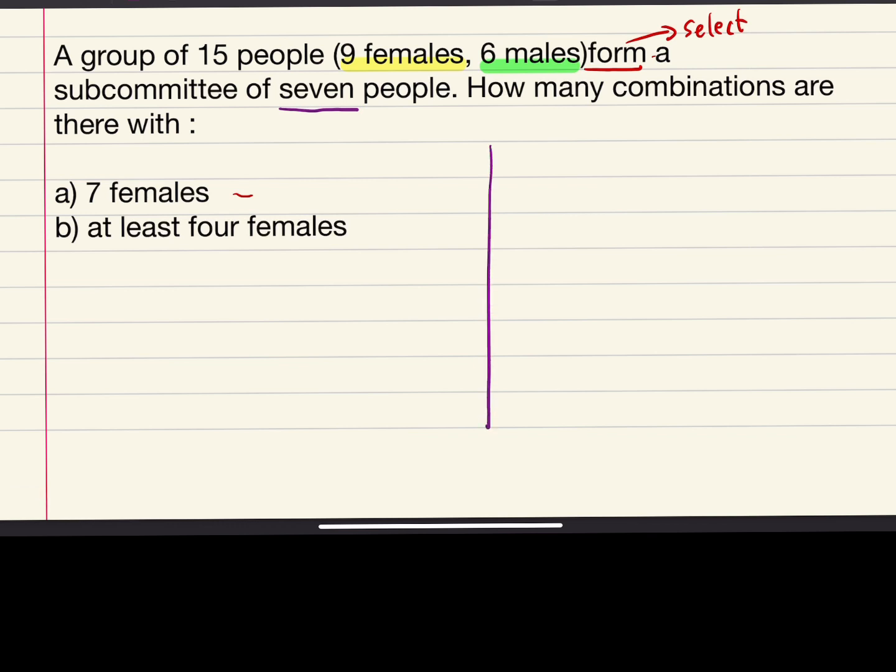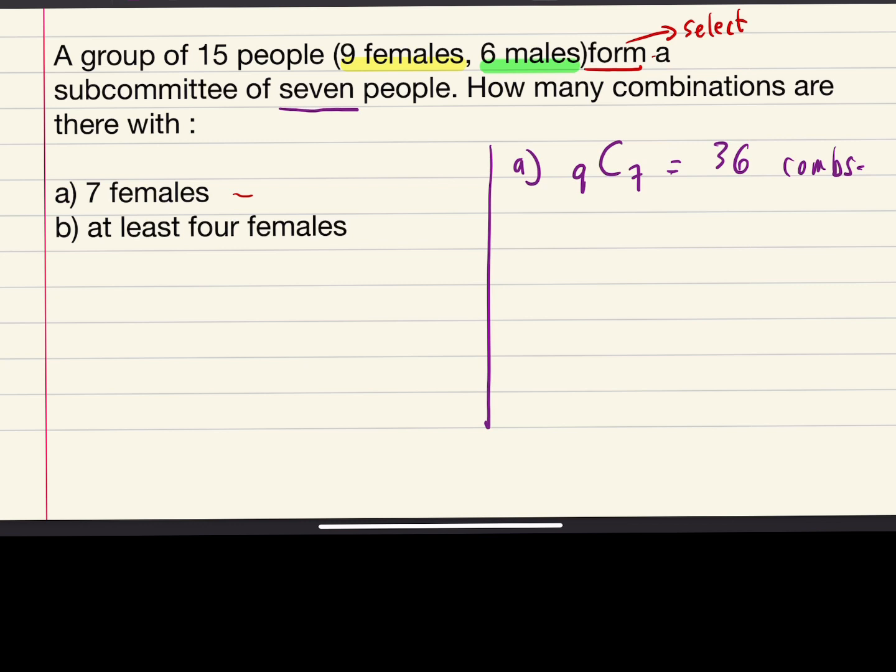So we're going to solve this one. Both of these are two different combination questions. So the first one is pretty straightforward. From the set of 9 females, because you want females only, you're going to choose 7. So from 9 females, you're choosing 7, and that's going to give us 36 possible combinations.